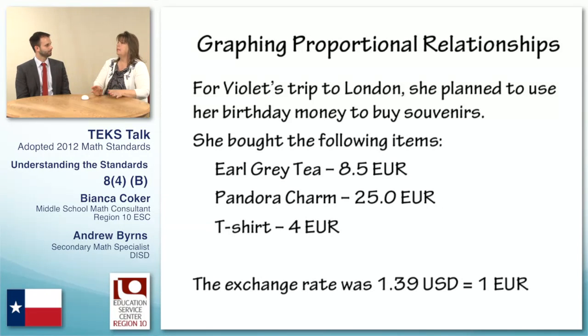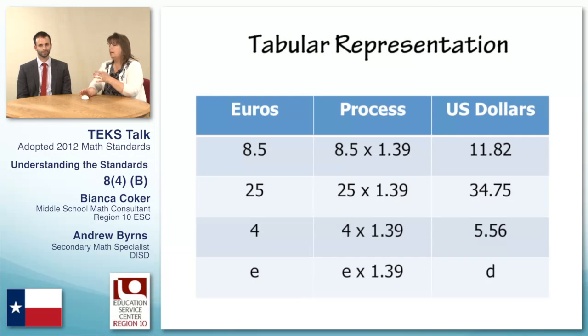And so what happens when you purchase things overseas, if you use your debit card, you get charged 8.5 euros, say in London. But back here in the States at her bank, it took out the equivalent amount of US dollars. And so for her to understand how much she was really spending in US dollars, she needed to know the exchange rate, which was 1.39. So I've thrown that information into a table here.